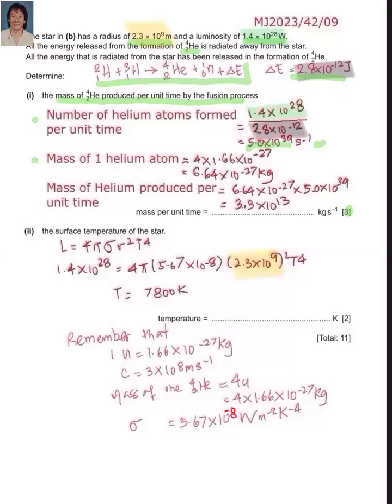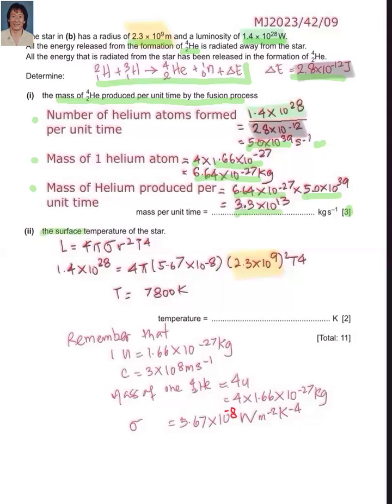Next, you must find the mass of 1 helium atom. We take 4 because the nucleon number in helium is 4, and the mass of one nucleon is 1.66 times 10 minus 27 kg. So it means the mass of one helium atom is 6.64 times 10 minus 27 kg. Then after that, we can calculate the total mass of helium produced per unit time. 6.64 times 10 minus 27 is the mass of one helium times the number of helium atoms produced in 1 second. This will give you 3.3 times 10 power 13 kilogram per second.